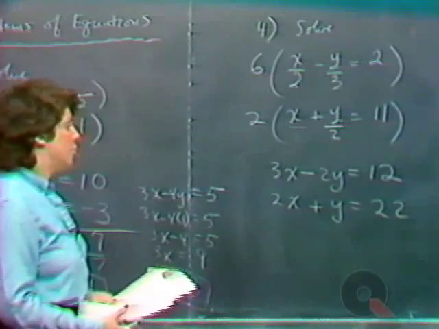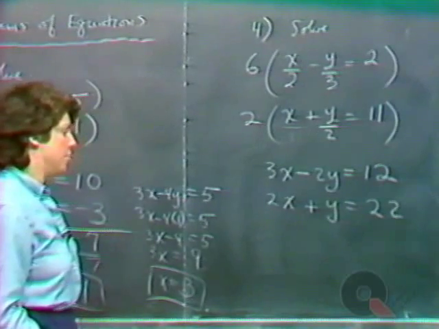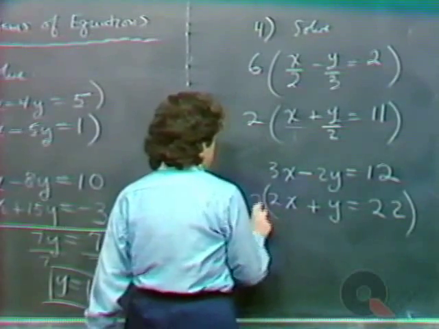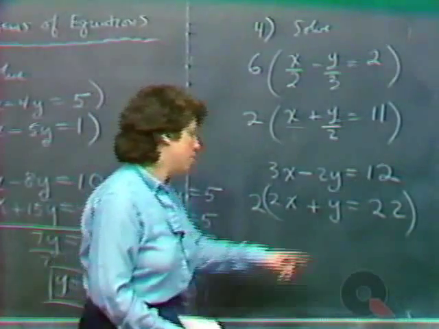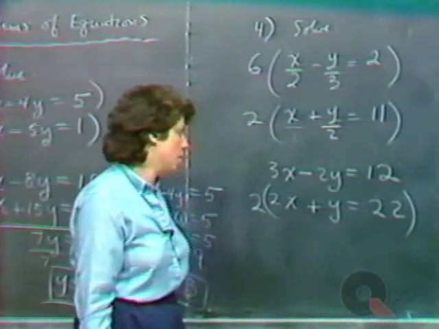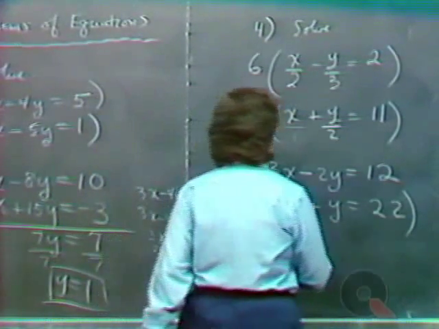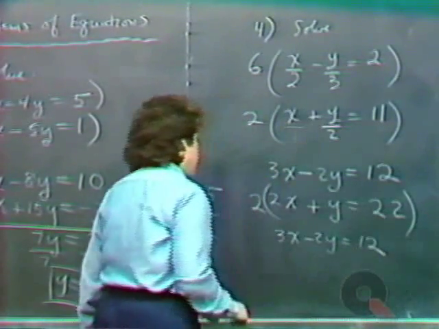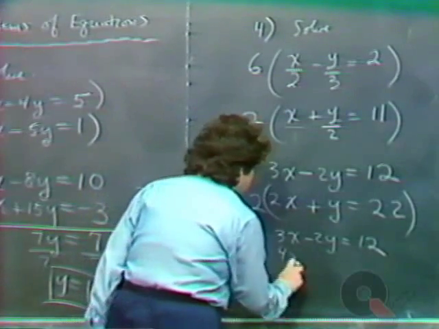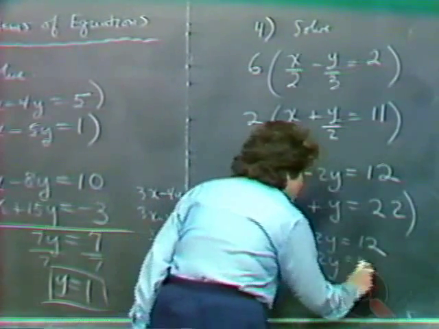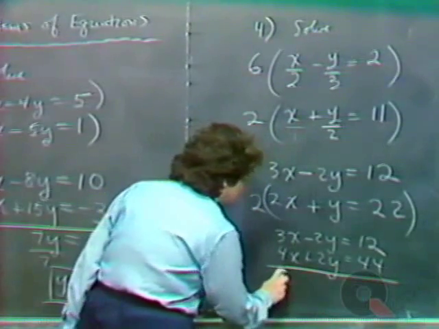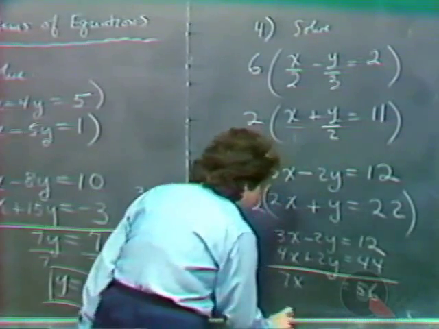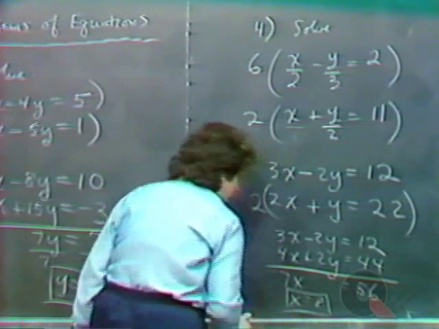All right. You could do either elimination or substitution. If you want to do it by elimination, you can get by with just multiplying the second equation by 2, because I notice that there is one variable whose coefficient is 1. So that gives me, rewriting the top equation, 3x minus 2y is 12. Multiplying through the second equation by 2, 4x plus 2y equals 44. And adding, I get 7x, the y's drop out, equals 56, and dividing by 7, x equals 8.